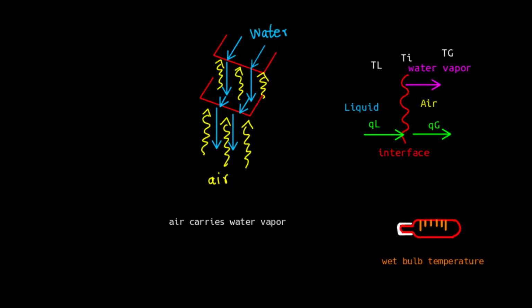And specifying this wet bulb temperature fixes the air enthalpy, and hence the amount of humidification. When the rate of heat transfer to liquid from air is equal to the heat needed for evaporation, then the steady state temperature is reached, and that steady state temperature is called the wet bulb temperature.